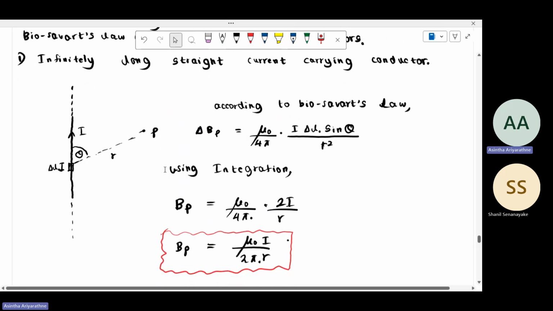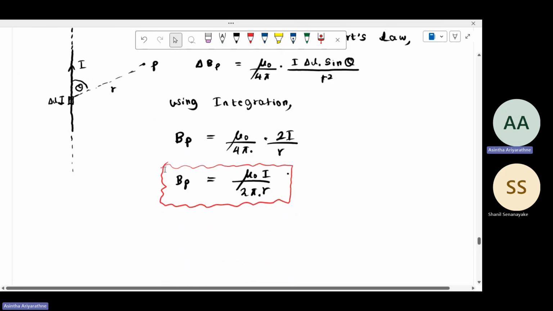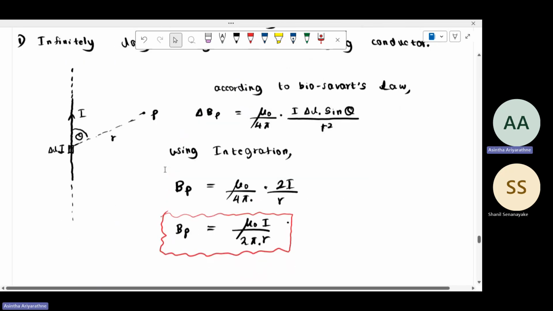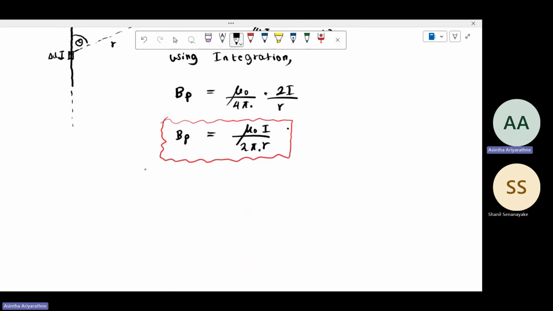So that's the first expression, for an infinitely long straight current carrying conductor. The second one we can easily derive without integration. Here, you know what I and r are. I is the current through the conductor. r is the distance; here r is the perpendicular distance.